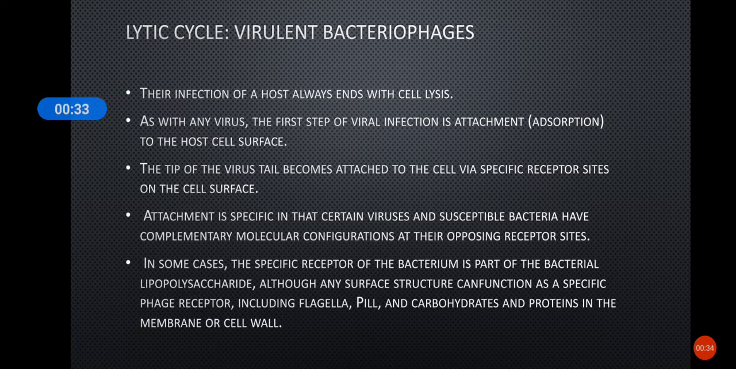In this step, the virus is attached to the host cell. The tip of the virus tail becomes attached to the cell through specific receptor sites on the cell surface. So attachment is specific for certain viruses, and the susceptible bacteria will have complementary receptor sites for these attachment sites on the bacteriophage.